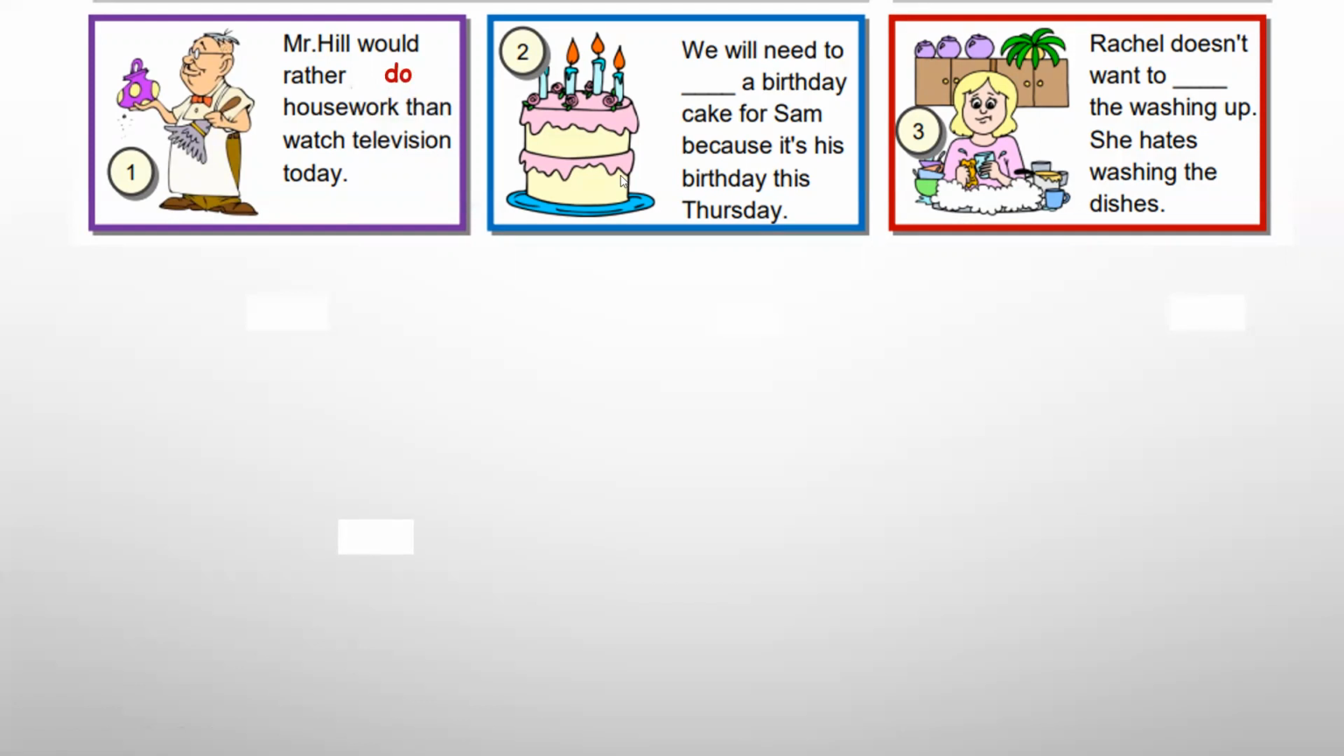Thank you, Yaqeen. The next one: "We will need to dash a birthday cake." What do you think? Cake is there, birthday cake. Amjad? Make. Very good, Amjad. So here we have make. "Rachel doesn't want to dash the washing up." What do you think? Good, you raised your hand. What's your name? Amal. Yes, Amal. Do. Why did you put do here? It's correct, but why did you put do here? What helped you decide the answer is do, not make? Washing up. There is an activity, something you do, work. Right? Okay, let us have some more examples. Thank you, Amal.